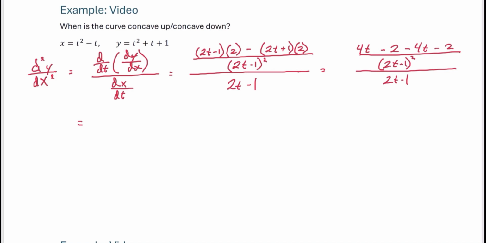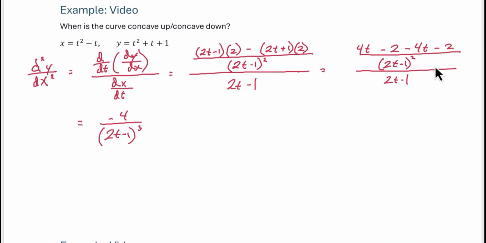Simplifying a little more in the numerator, we'll get negative 4, and then we have a fraction divided by a fraction. Remember the rule, keep, change, flip. That's just going to push this into the upper denominator, giving us (2t minus 1) cubed. And now that we have the second derivative, we can test for concavity.